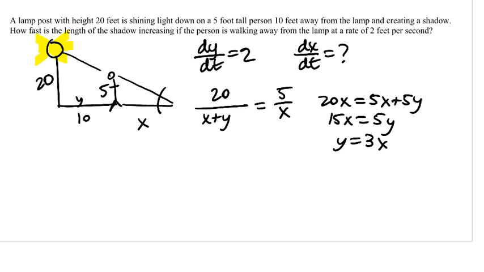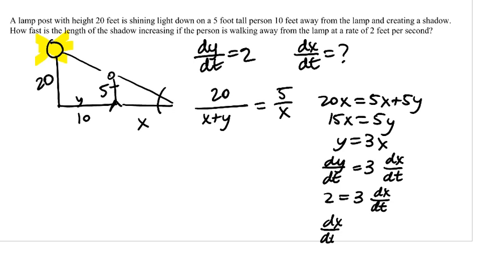Meaning that if I take the derivative of both sides, dy/dt is equal to 3 times dx/dt. And then all of a sudden it's like, wait, I know what dy/dt is. 2 is equal to 3 times dx/dt, meaning that dx/dt is equal to 1.5 feet per second.